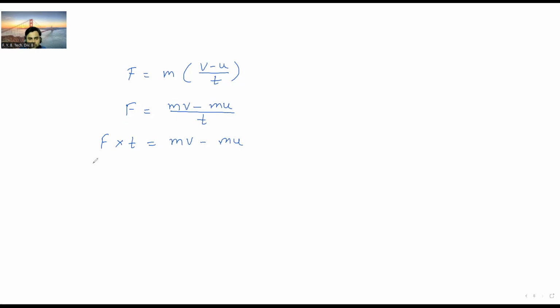So in words, F into T is nothing but, we call this as impulse. This is impulse. MV is what? Mass into velocity is momentum. Here it is V, so this is final momentum. Here it is mass into velocity, but with U, so this is initial momentum.